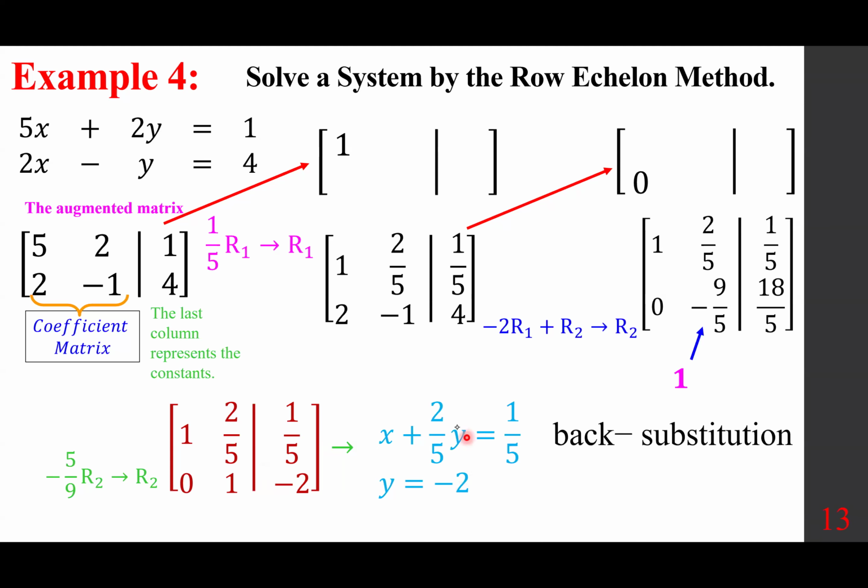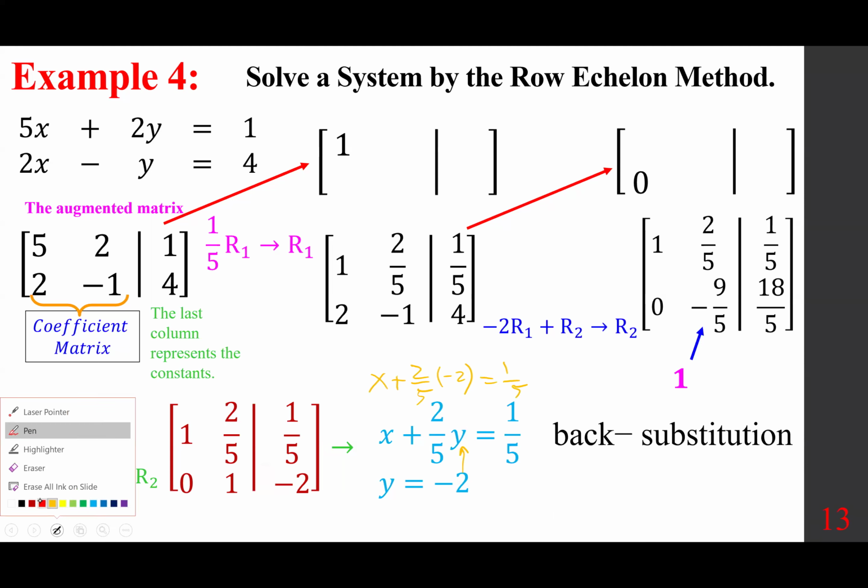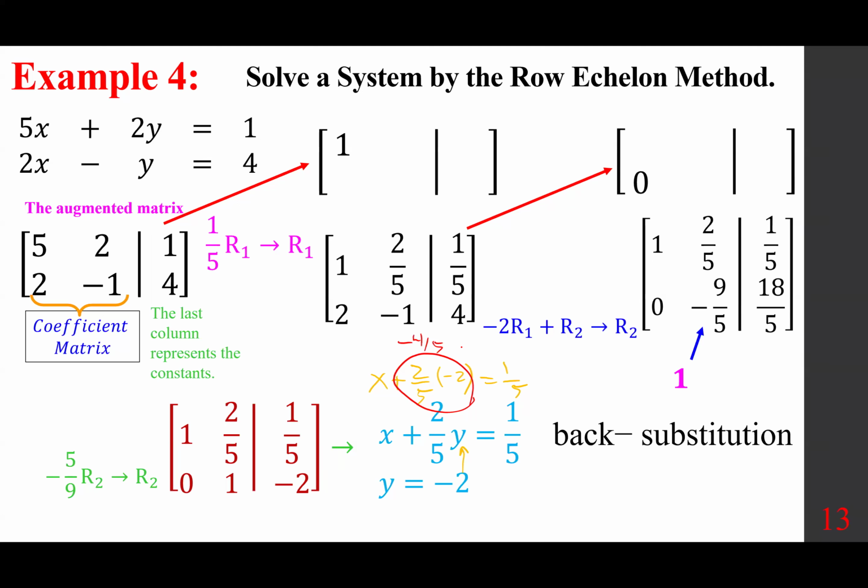That means put this back into that. So you get x plus 2 over 5 times negative 2 equals 1 over 5. As you know, this is negative 4 over 5. Move it to the other side, it becomes positive 4 over 5, and they add up to 1. So the answer is 1 comma negative 2.